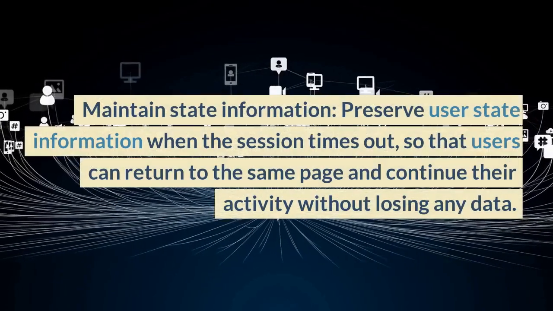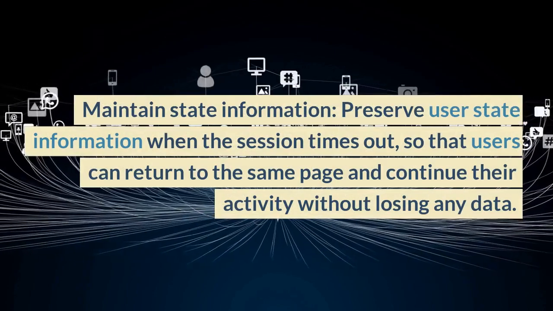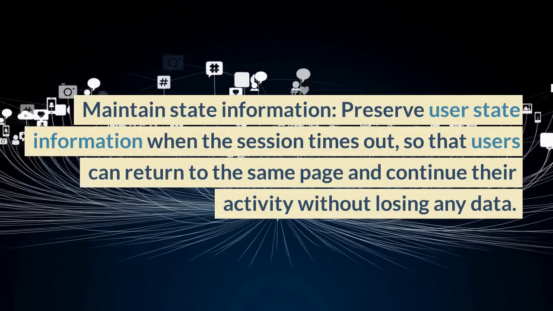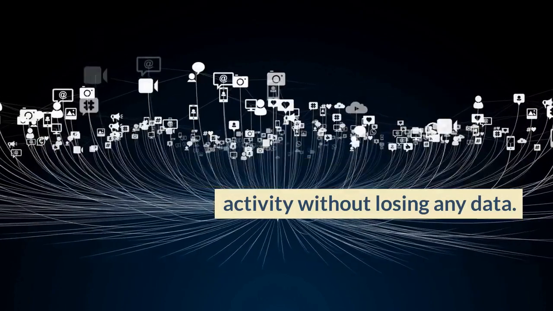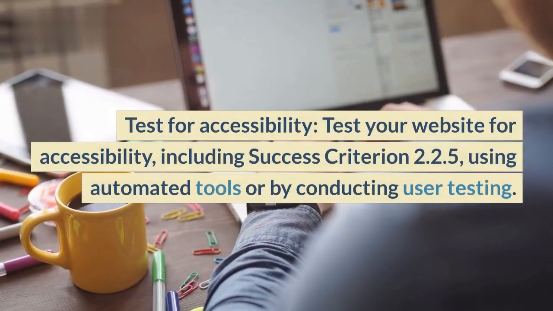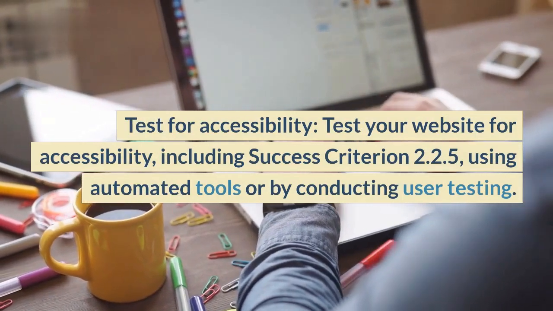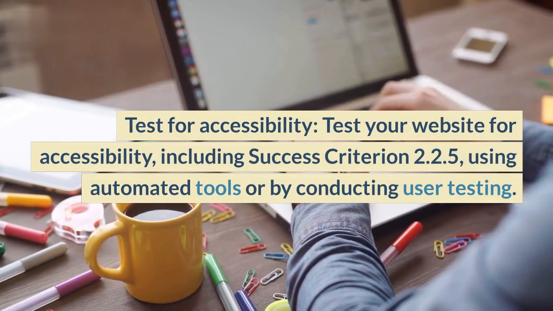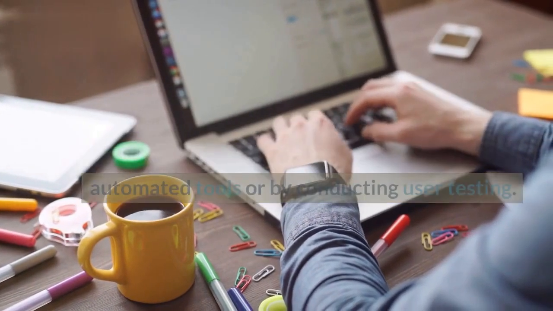Maintain state information. Preserve user state information when the session times out, so that users can return to the same page and continue their activity without losing any data. Test for accessibility. Test your website for accessibility, including Success Criterion 2.2.5, using automated tools or by conducting user testing.